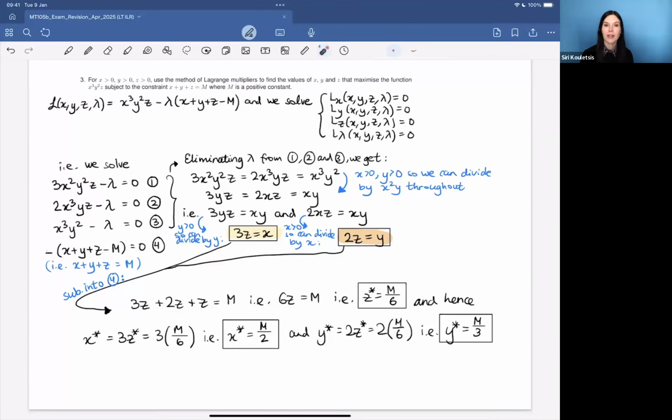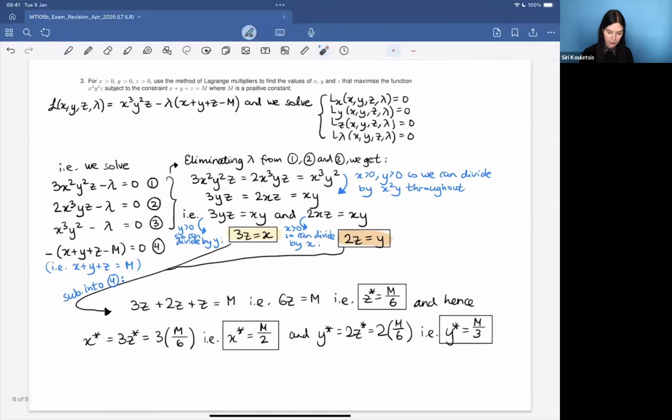And remember, it's not a surprise that x, y, and z star are all functions of m because we didn't specify the number m here. But remember, think of it as given. If we now say that x plus y plus z should equal 1,000, well, then we have already solved it. We can just plug m equals 1,000 into the expressions for x star, y star, and z star.